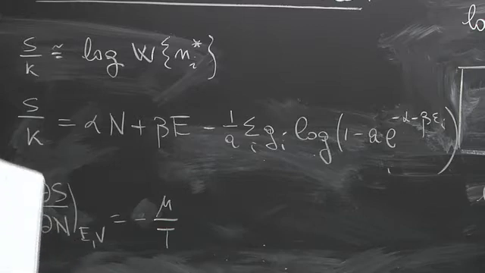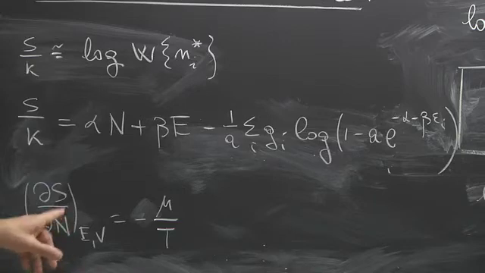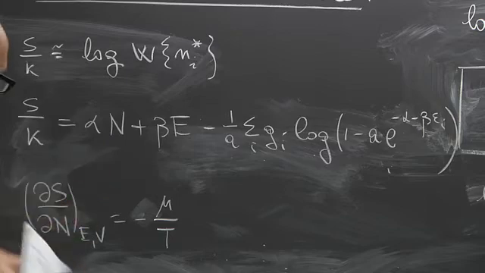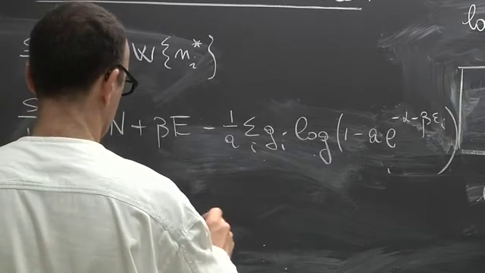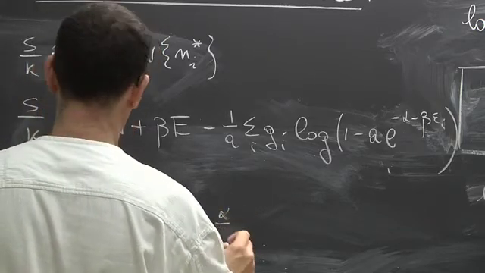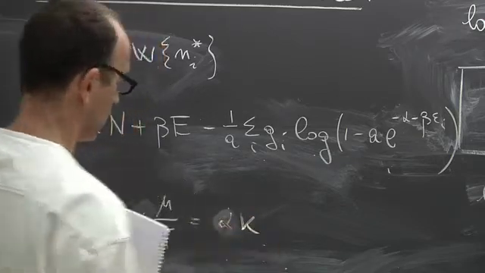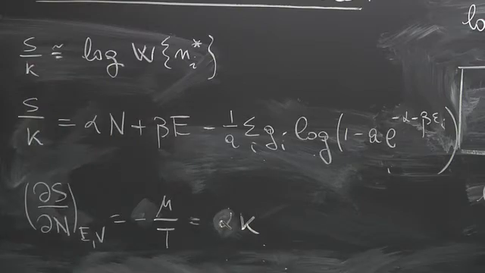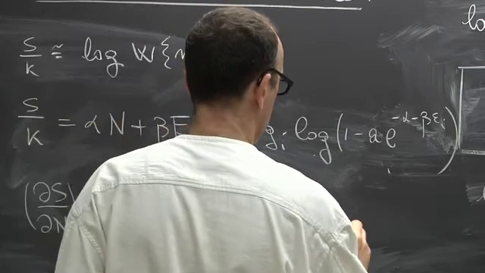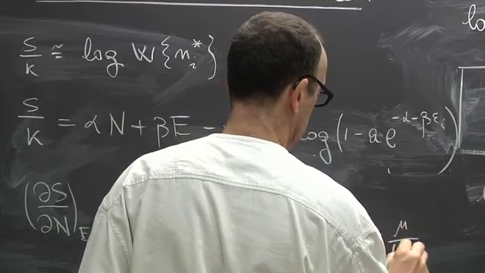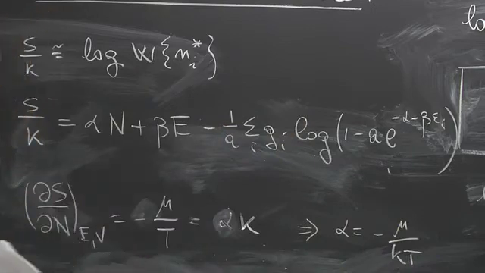And so if you do this derivative here, the number of particles enters here, so this is just equal to alpha divided by alpha times k. So this tells you that alpha is minus mu divided by kT. It's related to the chemical potential.